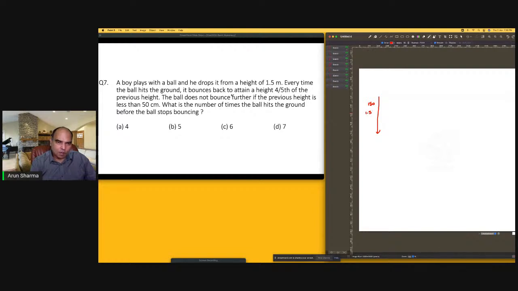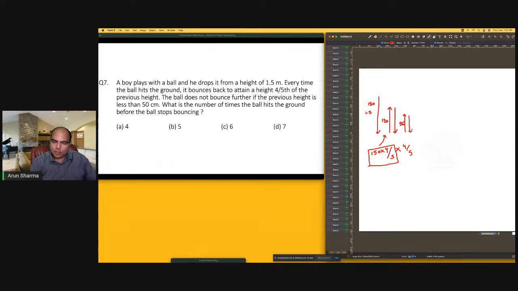Every time the ball hits the ground, it bounces back to attain a height of 4/5 of the previous height. So the ball bounces back and goes up to 120 centimeters, or 1.2 meters, and then it comes down. Then it will go up again by 96, 4/5 basically. This number is coming from 150 into 4/5. The next number is coming from 150 into 4/5 into 4/5. So this component is 120, and 120 into 4/5 is 96. This is how it keeps going.